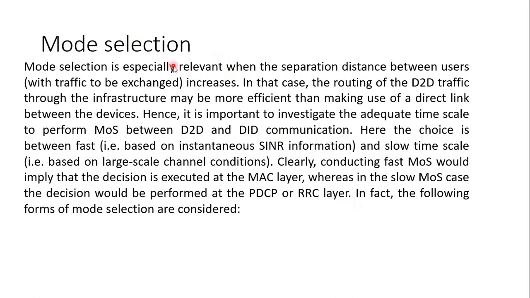Mode selection. Mode selection is especially relevant when the separation distance between the users, that is with traffic to be exchanged, increases. That is, which mode has to be selected when the separation between users increases. In that case, the routing of the D2D traffic through the infrastructure may be more efficient than making use of the direct link between the devices.